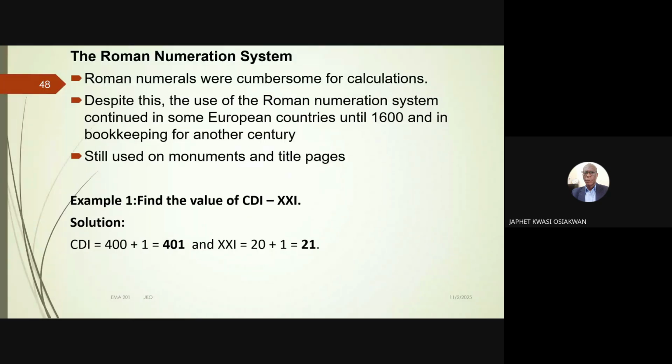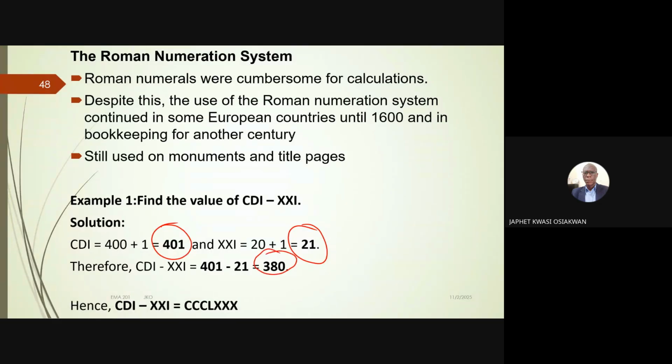So the CDI is 401. The XXI is 21. When you subtract 21 from 401, you will get 380. So you now change the 380 to Roman numerals, and you get CCC LXXX. That is the answer. So you have to change it to the numbers that you know, and then you work it out. And we are saying that it's very cumbersome using the Roman numerals for calculations.